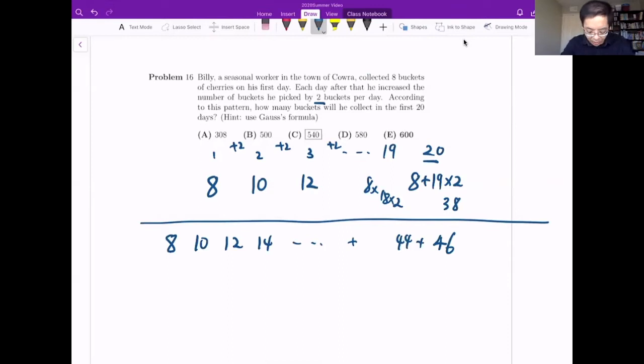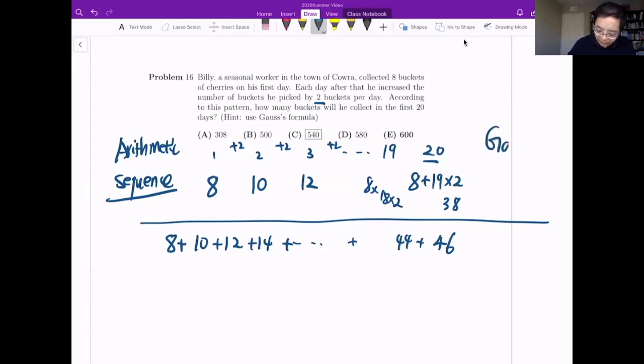Now what we want to figure out is the total number of buckets that he has collected in the first 20 days. So we need to find the sum. Because each time it increases by 2, this is called an arithmetic sequence. And there is a well-known trick to calculate the sum of an arithmetic sequence. That is called the Gauss trick.